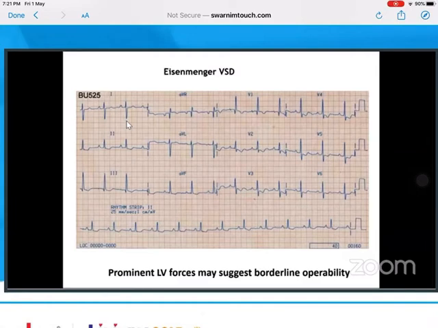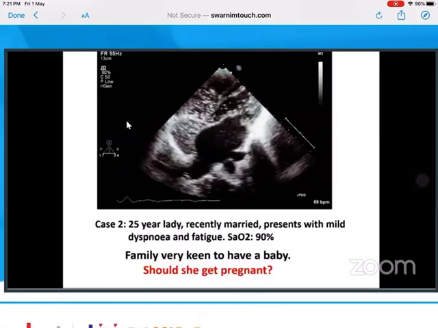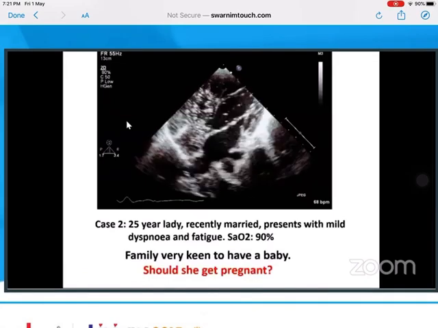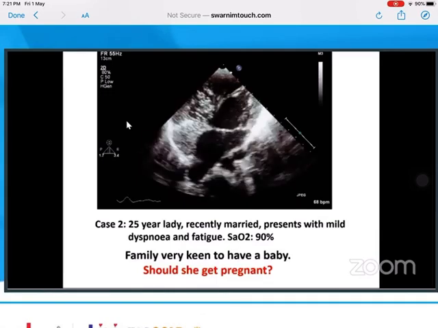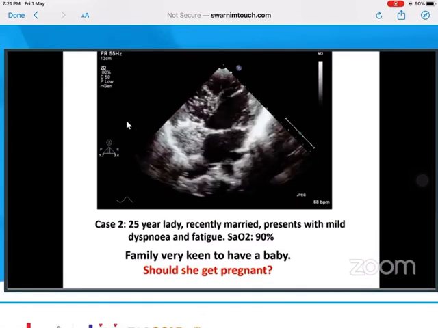But only if there are good LV forces, because that is what you expect in a VSD PDA. If there is a left to right shunt still happening, LV should stay volume loaded. So the same lady, you can see the contrast echo, and I think it's quite obvious that there is a little bit of contrast going from the right ventricle to the left ventricle across a VSD.